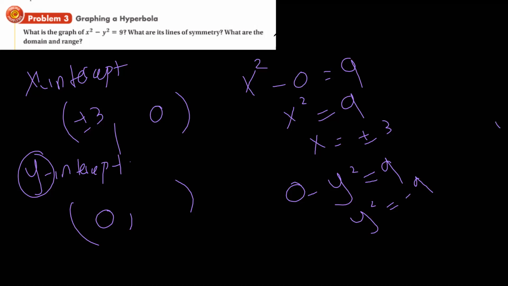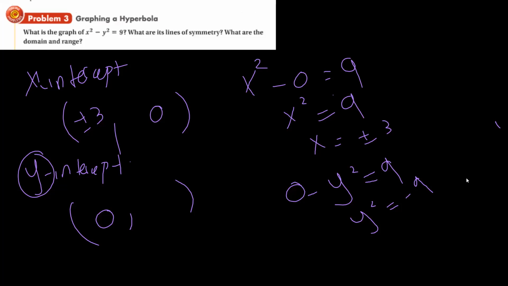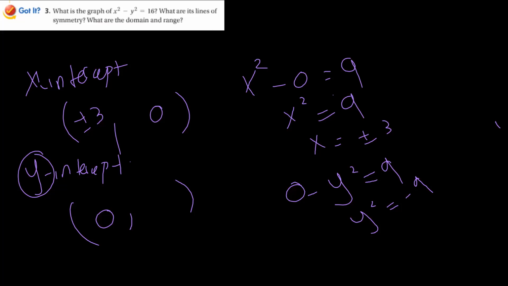No real numbers. There's no number. It will be imaginary, but there are no real numbers that, if I multiply it by itself, I will get negative 9, because a squared number has to be positive. So because of that, there's no number. So what does it mean? That means there's no y-intercept. Only here we have an x-intercept.